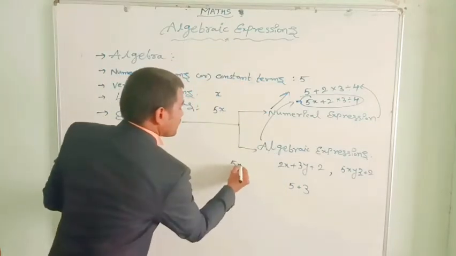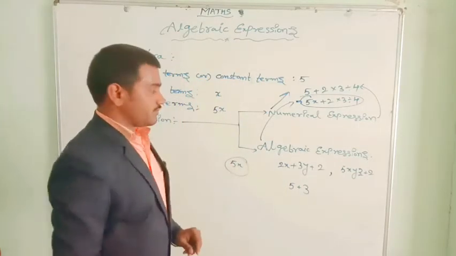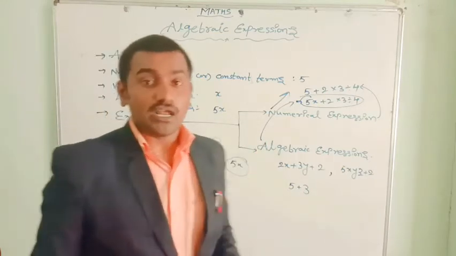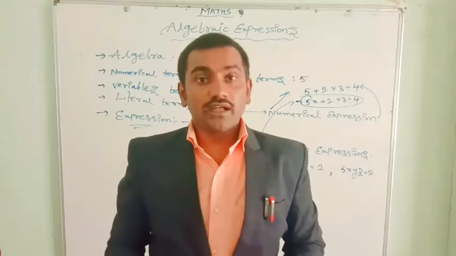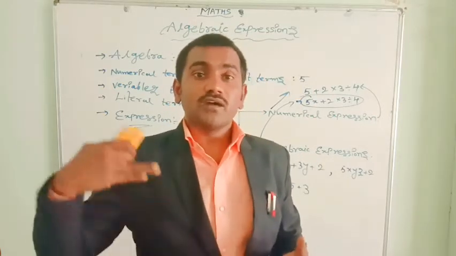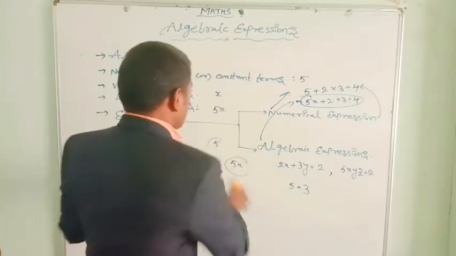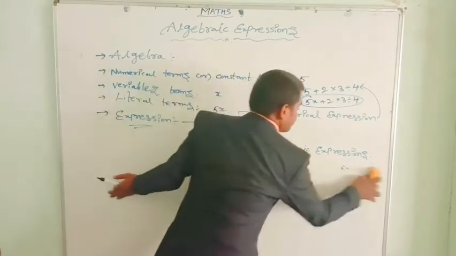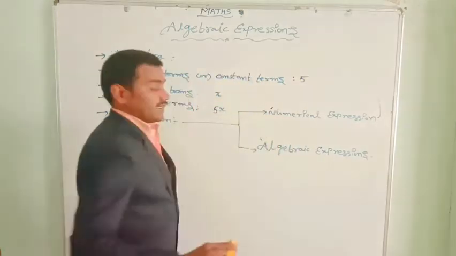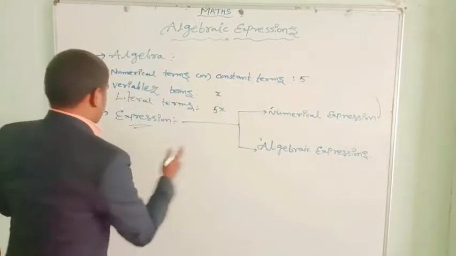Suppose 5x is an algebraic expression. 5 is a numerical expression. I hope you understand this. Next, let's know what is the meaning of like terms and what is the meaning of unlike terms. Here we learn that, the meaning of like terms and unlike terms, then we can go further.